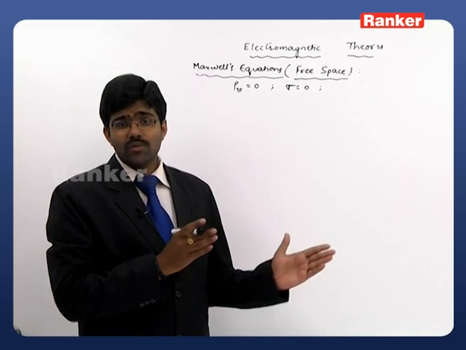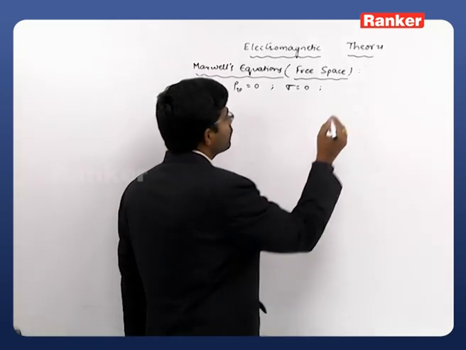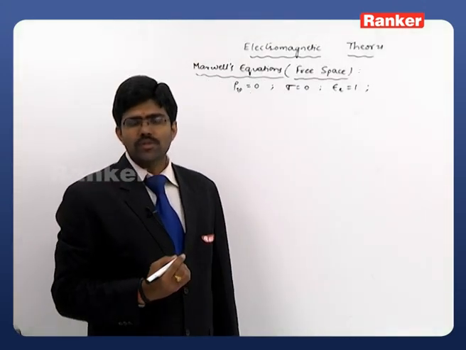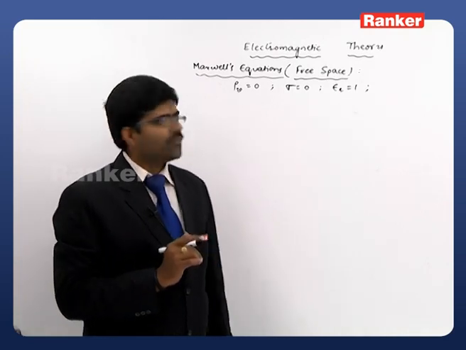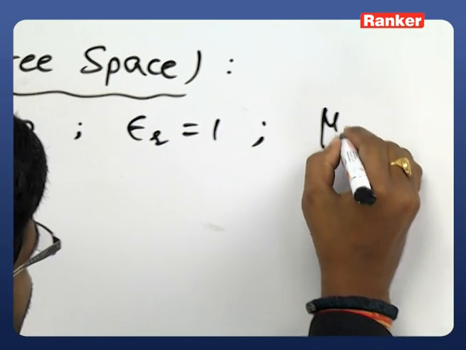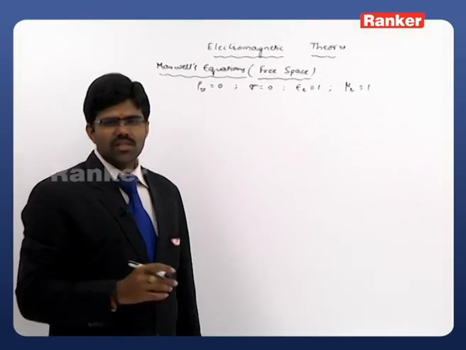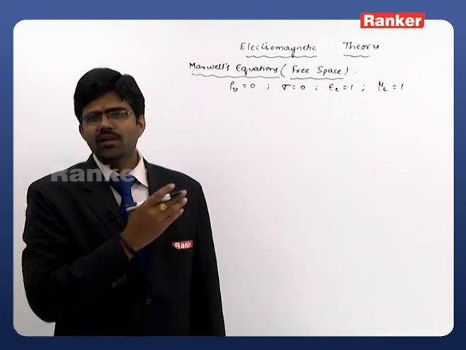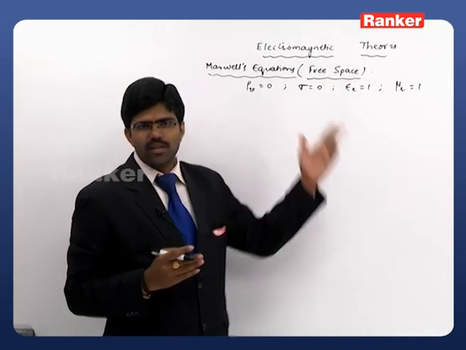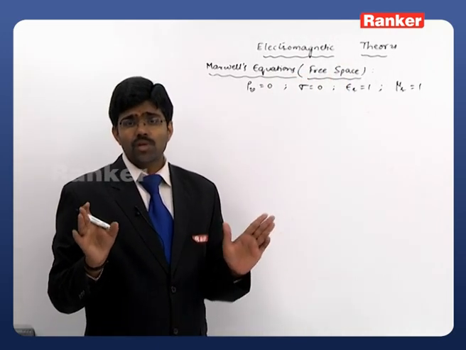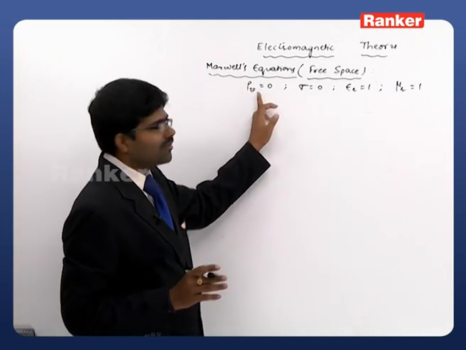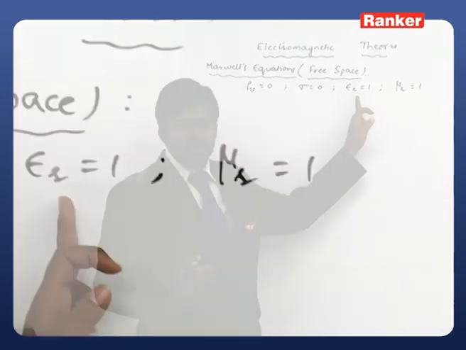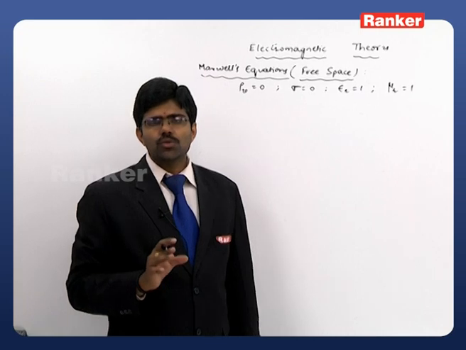And what about the relative permittivity? The relative permittivity of free space is always equal to 1. So εr must be equal to 1. μr, the relative permeability of free space, must also be equal to 1. So μr equals 1. For free space, remember these conditions. Later, if required, we will modify these equations for some other medium, but free space is a very important medium that we are supposed to analyze. That's why remember there will be no charges in space, conductivity is equal to 0, and the relative permittivity and relative permeability must both be equal to 1.